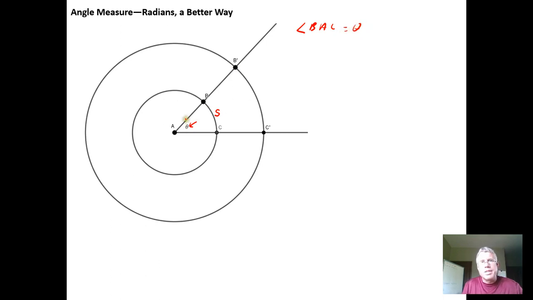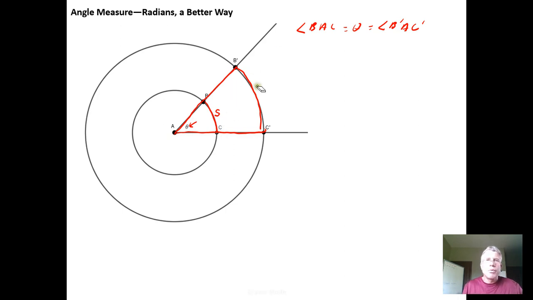And we can see by the geometry here that the angle B prime AC prime is exactly the same angle as the angle BAC. So we have two figures here. We have this larger circle sector, and we have this smaller inner circle sector. But those figures are similar. The one is just a scaled up version of the other.